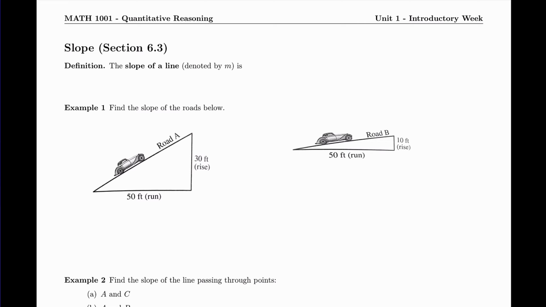We'll start with a definition. The slope of a line, which we denote by a lowercase m, is, we can think about it in words, the change in y over the change in x. Often we think of this as the rise over the run. We can use shorthand and use a capital delta, that's a Greek letter, which means change in y over change in x.